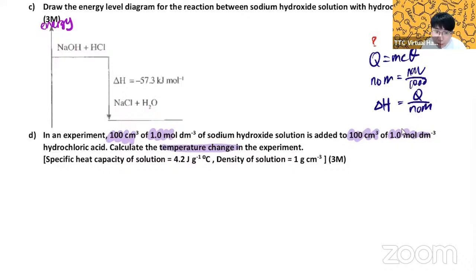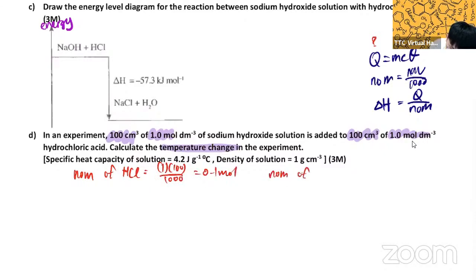Okay, so you have two number of mole to find here. Which one should I use? Use both. Do both and use the smaller one. Okay, so if you do for both, number of mole of the first one is HCl, MV over 1000, which is actually 0.1 mole. The other one is also number of mole, but this is for sodium hydroxide, NaOH, also MV over 1000. Okay, it's also 0.1 mole. So since they have the same number of mole and the ratio is 1:1, use either one.